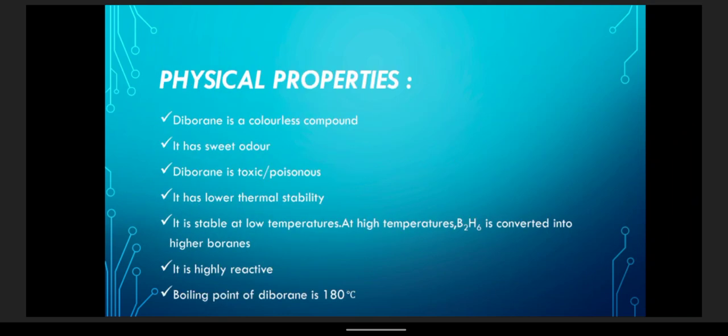Physical properties. Coming to the physical properties of diborane, diborane is a colorless compound. It has a sweet odor. Diborane is toxic or poisonous. It has a lower thermal stability. It is stable at low temperatures, and at high temperatures B2H6, the diborane, is converted into the higher boranes, and diborane is highly reactive. The boiling point of diborane is 180 degrees centigrade.